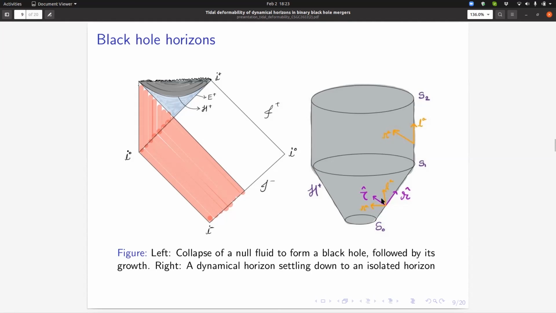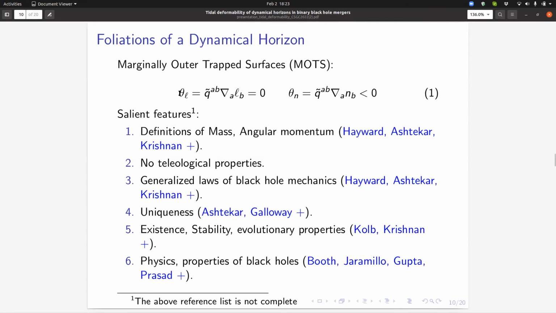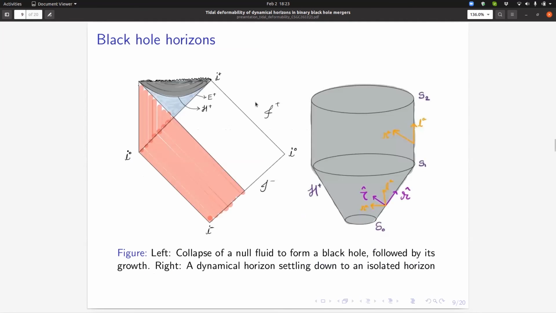Yeah, okay, I see. So any topologically spherical surface would do, I guess. These surfaces are found in a numerical simulation which incorporates the conditions that the expansion of the outgoing null normal vanishes, and they are topologically spheres. They can be deformed spheres, but topologically they are spheres.